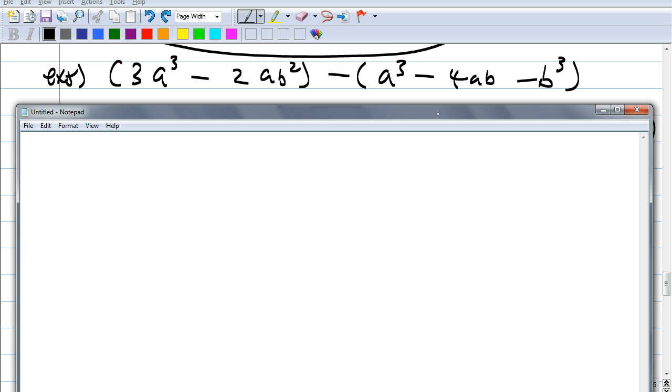So far we've been adding. Now they give us something to subtract. Okay, we got two polynomials to subtract. And this sort of problem is the one where people make a lot of silly mistakes. That's why we're doing all this showing work. So I got 3a cubed minus 2ab squared, quantity, minus a cubed minus 4ab minus b cubed in parentheses.